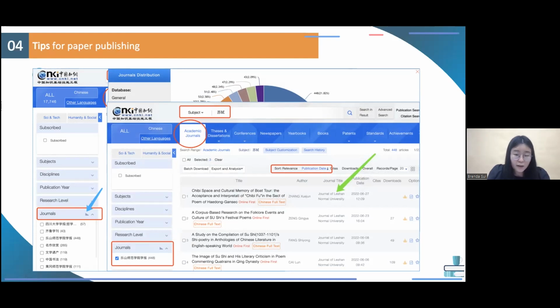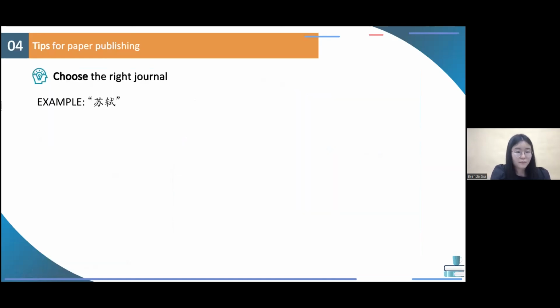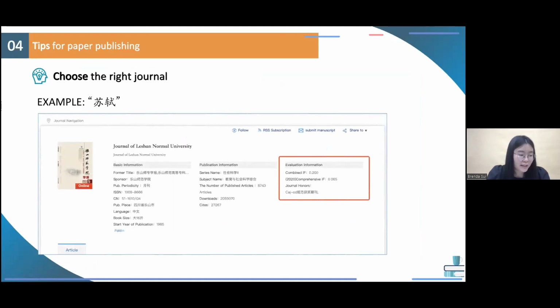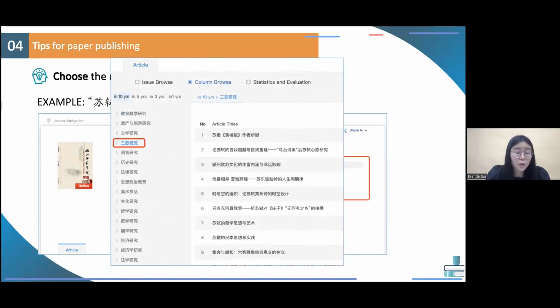And if we view by publication date, we can know some recent studies. We can also click the journal title and have a closer look at it. Its basic information and evaluation information. If we browse by column, we find there is a specific column, 三苏研究, suggesting that it is specifically dedicated to studies on Su Shi, his father and brother.